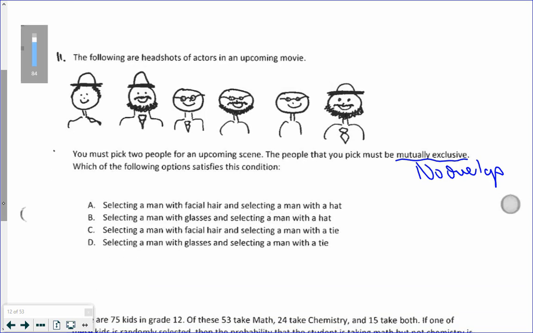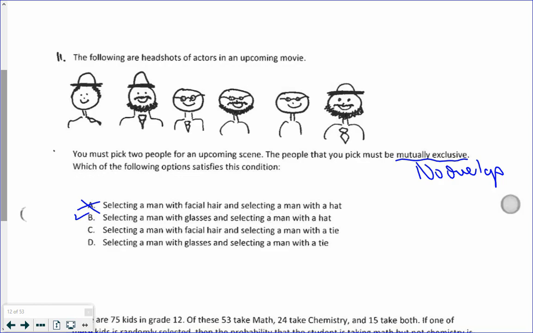Selecting a man with facial hair and selecting a man with a hat. So what this is saying is do you have any men that have facial hair and a hat? Do any of them have facial hair and a hat? Yep, right here. So that would be overlap, so we can't pick him. Selecting a man with glasses and selecting a man with a hat. Do you have any men wearing glasses and a hat? No. So this is a possibility, but let's just keep going just to make sure, right?